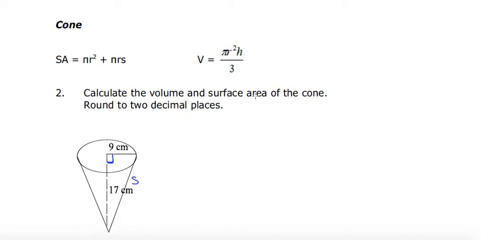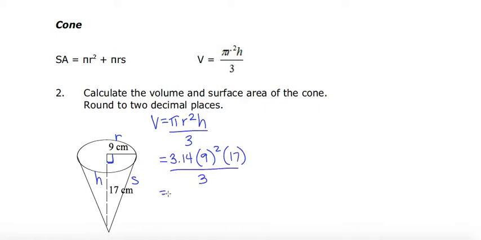So we're going to calculate the volume and surface area of this cone, and we're going to round our final answers to 2 decimal places. So the volume is pi times r squared times h divided by 3. The radius of my cone is 9. The height of my cone is 17. And I'm going to substitute in 3.14 for my value of pi. So 3.14 times 9 squared times 17 divided by 3. Following order of operations, I must do my exponent first. So 9 squared is 81.